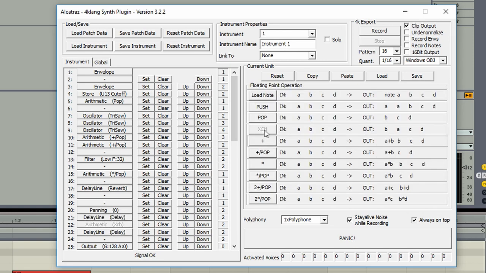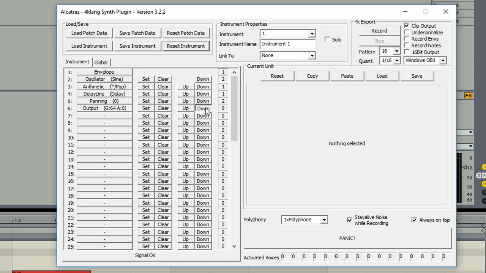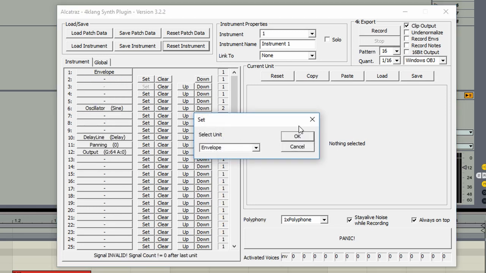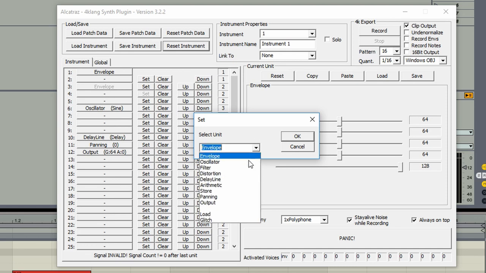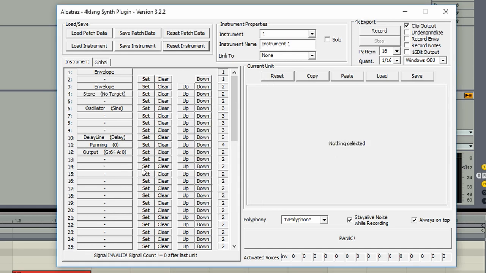So what does this one mean? So yeah, reset. Let's move this one way down. So we have this envelope, and then let's try set another envelope and store that. And then in row 14, let's set a filter.